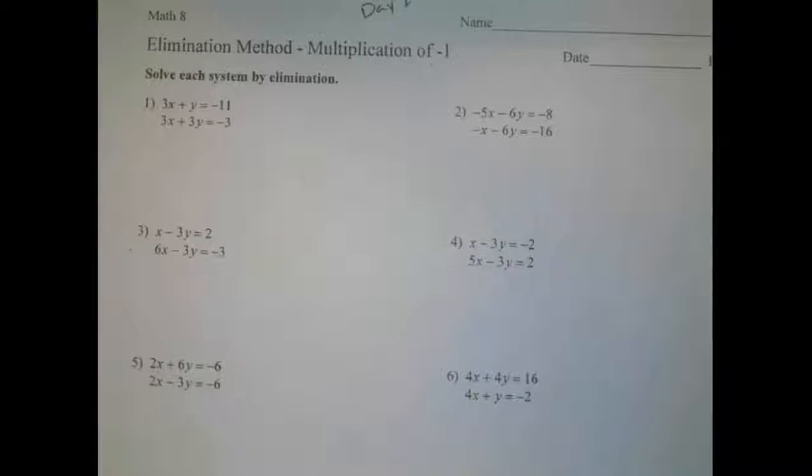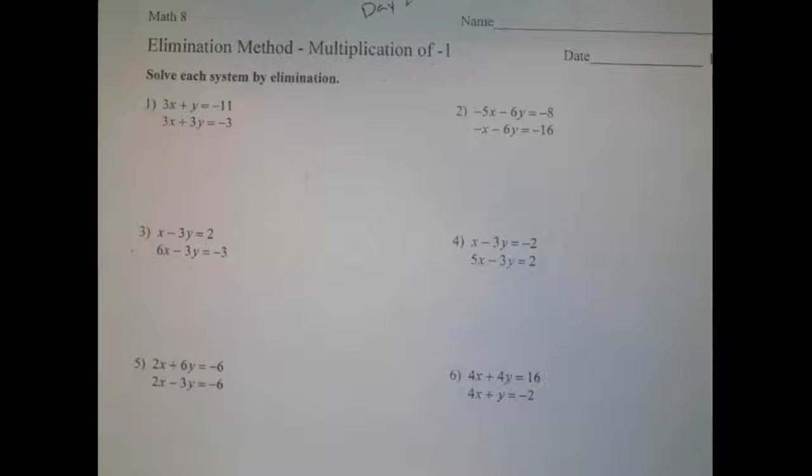So how do I make one of those 3x's a negative 3x? What can I do? Noah? I don't want to change the order, I just want to make one of those numbers negative. How do I make it a negative? Say it again, Matthew. I multiply by -1, right? So if I multiply that number by a -1, I have to multiply everything in that row by a -1.